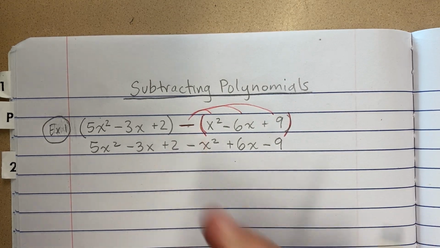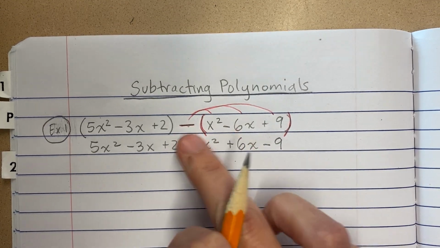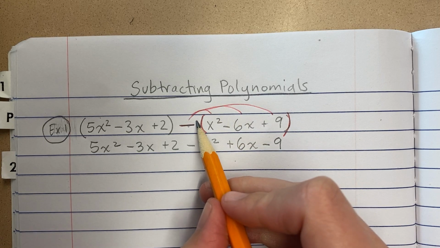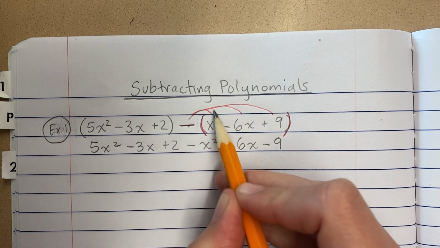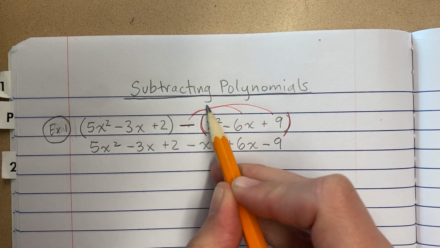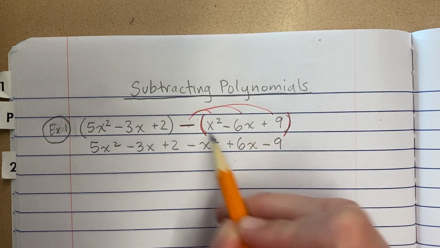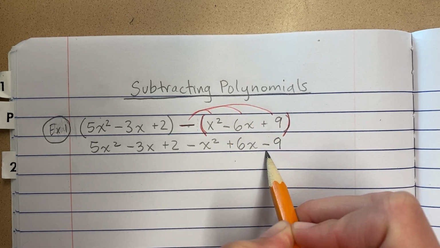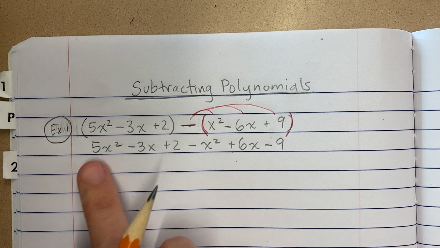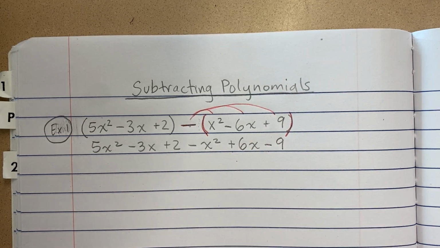Okay? So notice, I said, this is minus this, minus this, minus this. You could also think of it as an invisible -1. -1 times x squared is negative x squared. -1 times -6 is positive 6. -1 times positive 9 is negative 9. It doesn't matter how you think about it, but this is your next line of work.